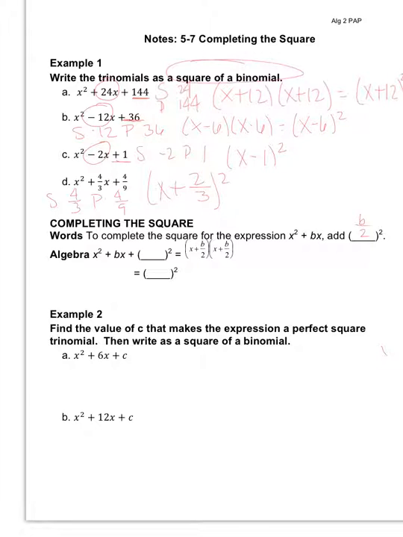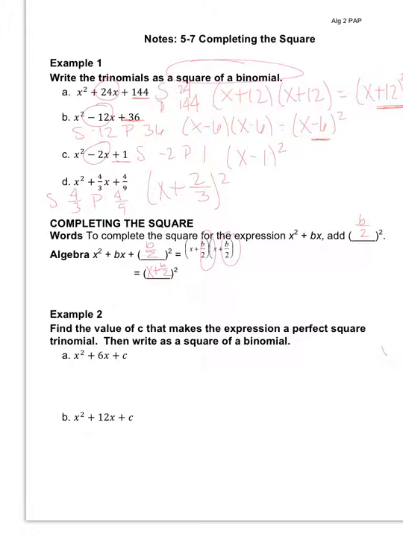Okay, so the algebra part of it, x squared plus bx, we're going to add that new c by halving b and then squaring it. When we factor it, it should give us the same two factors. Notice that up at the top, half of 24 was 12, and that's the number we had inside our parentheses. Half of negative 12 was negative 6, and again, that was the number we had inside our parentheses. That's why it says b divided by 2 there. So when we write that as a binomial squared, it'll be x plus b over 2, and then you put the squared on the outside.